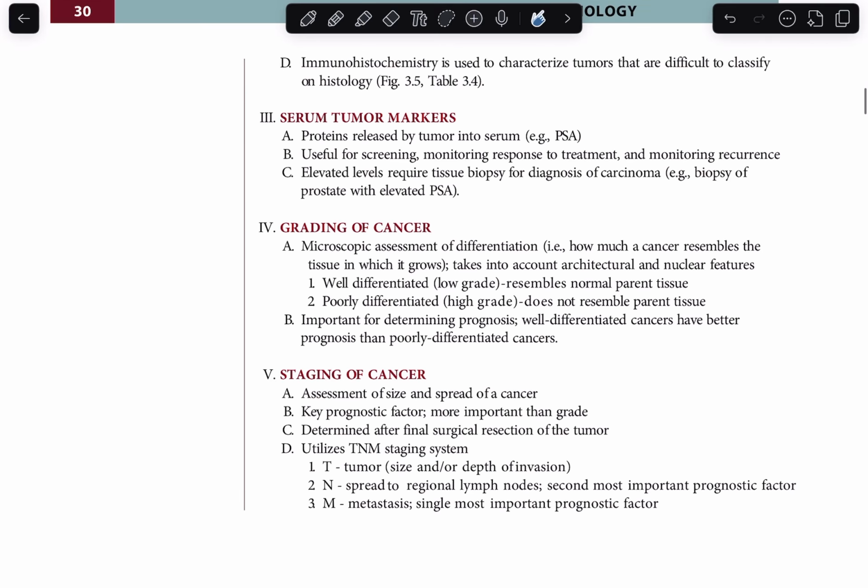Staging of cancer. Assessment of size and spread of a cancer. Key prognostic factor, more important than grade, determined after final surgical resection of the tumor. Utilizes the TNM staging system. T is for tumor, size and or depth of invasion. N is the spread to the regional lymph nodes, the second most important prognostic factor, and M stands for metastasis, the single most important prognostic factor.